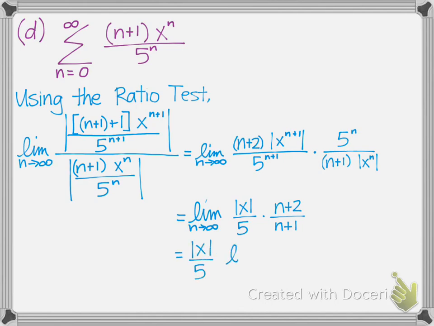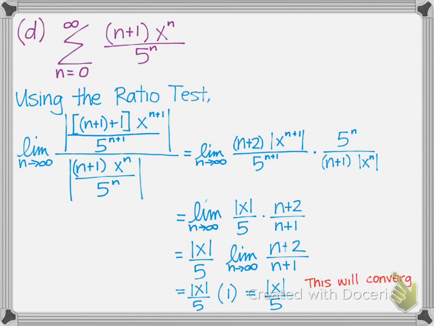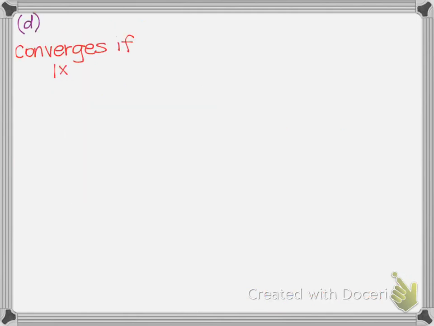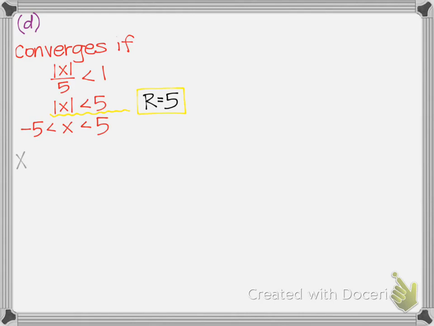I can pull out the absolute value of x over 5, and I'm left with this limit. That limit is equal to 1. So all in all, I have absolute value of x over 5. And I know that this will converge if it is less than 1. Continuing with that, if I multiply by 5 and simplify, I get this. And notice since the absolute value of x is less than 5, my radius of convergence is 5.